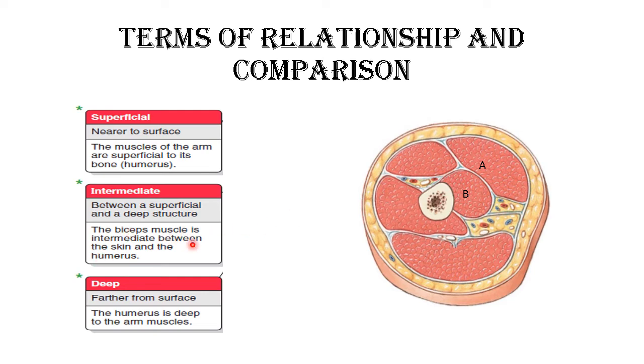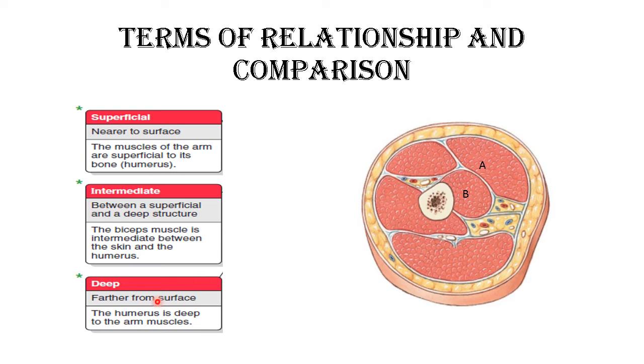Suppose we say that muscle is intermediate between the skin and the humerus bone. So here I have told you that this is the position of the skin and this is the bone. If we describe the muscle in relation to the skin and the bone, we can say that muscle is lying intermediate to the skin and the bone because it is lying between these two structures.